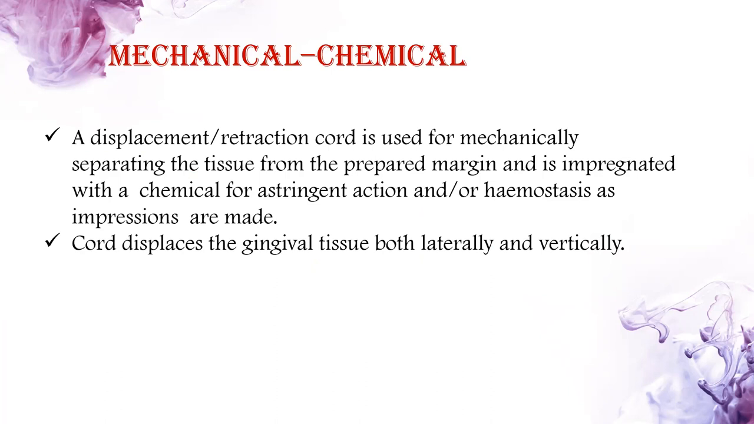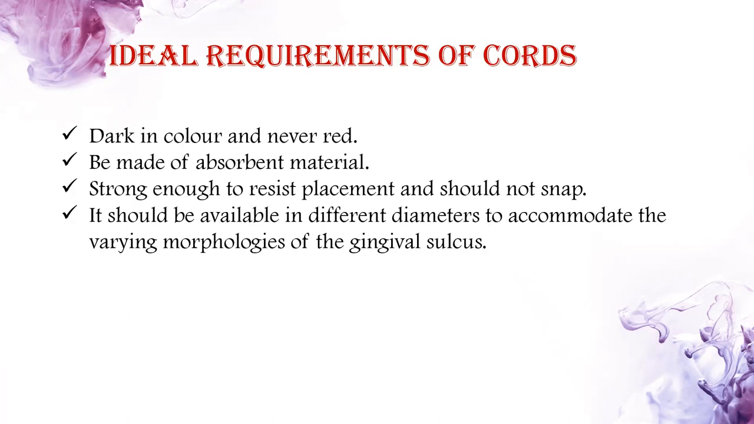Mechanical chemical. A displacement or retraction cord is used for mechanically separating the tissue from the prepared margin and is impregnated with a chemical for astringent action and/or hemostasis as impressions are made. Cord displaces the gingival tissues both laterally and vertically. Ideal requirements of cords: dark in color and never red.